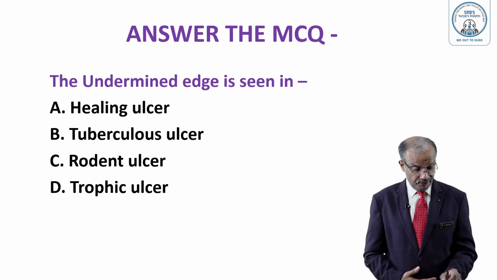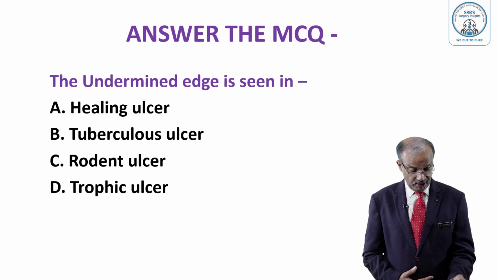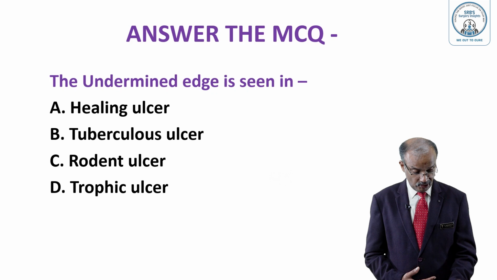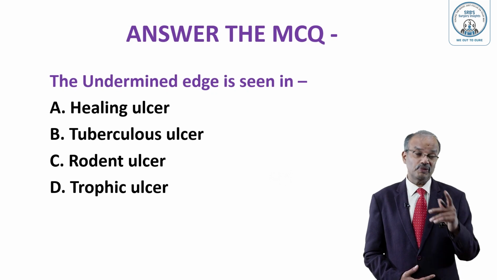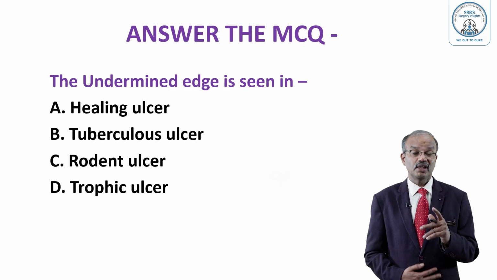So answer the MCQ. Undermined edge is seen in healing ulcer, tuberculous ulcer, rodent ulcer, trophic ulcer. Students, please put the answer in the comment box. I will get back to you. So students, I hope you understood this simple but important topic, healing ulcer, very well.